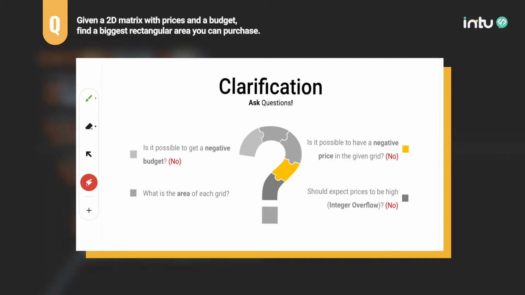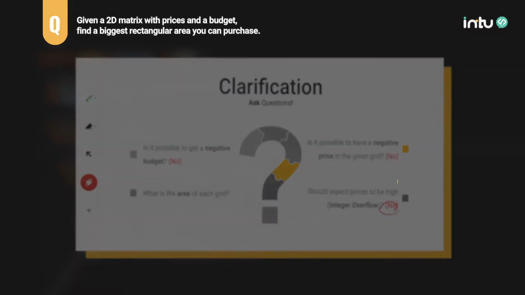Before you dive into coding, make sure you ask clarifying questions. You want to make sure that the interviewer is on the same page with you. Here are some examples you can ask for this question. Is it possible to get a negative budget? The answer is no. Is it possible to have a negative price in the given grid? The answer is no. What is the area of each grid? It will be 1 for this case. Should we expect prices to be high? Integer overflow? And the answer is no.